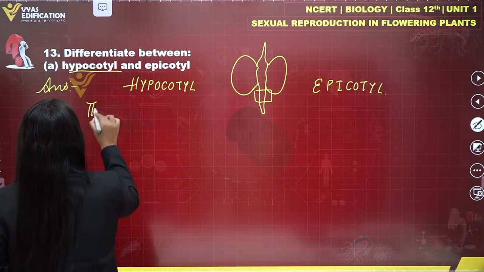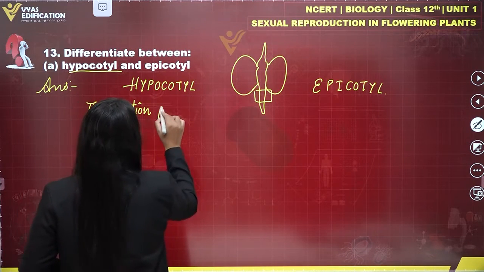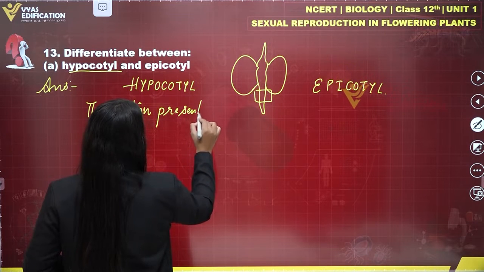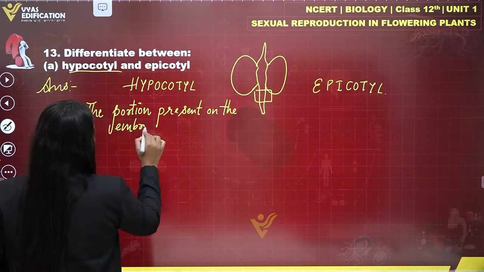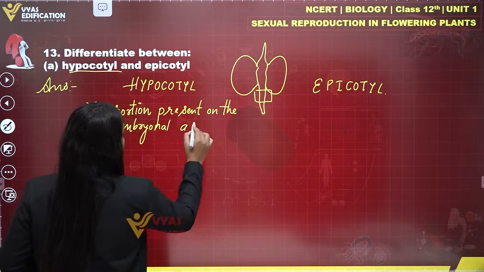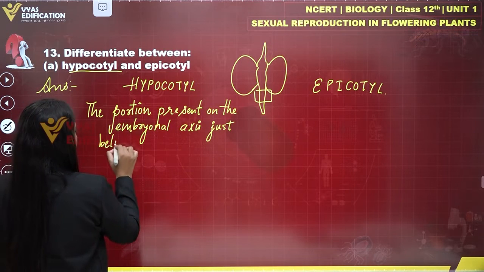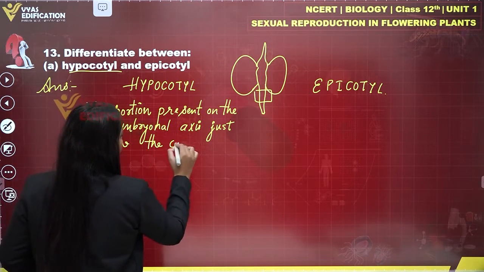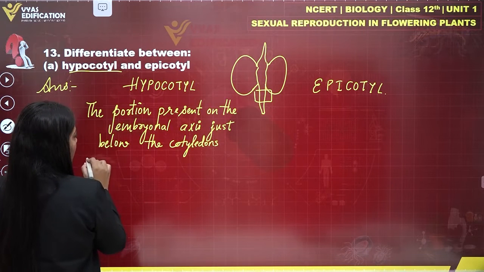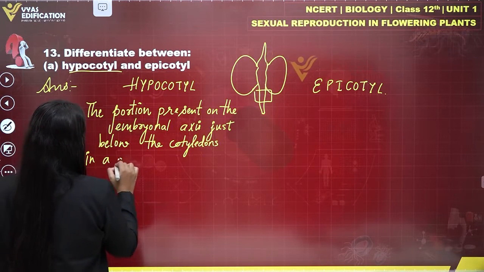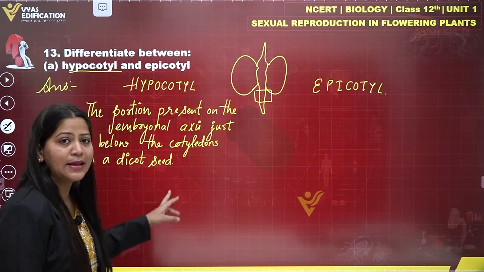So this is the portion present on the embryonal axis just below the cotyledons in a dicot seed, which is actually known as hypocotyle.